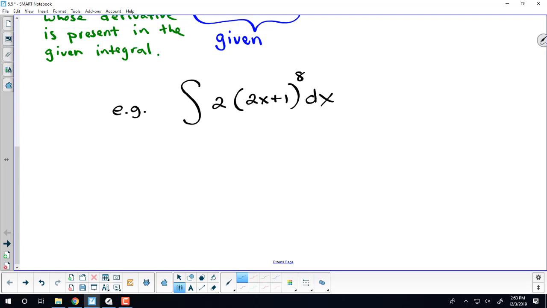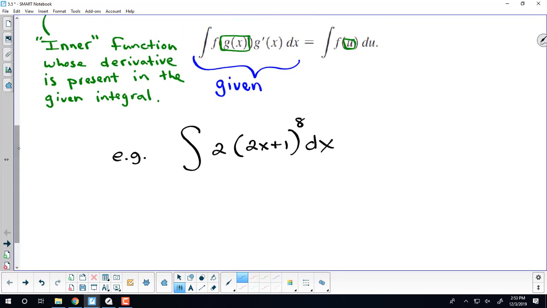The other way to look at it is in light of what we have up here. We have a function composed with another function, and then the derivative of that inner function also present in the integrand. So our outer function is raising it to the 8th power, the inner function is 2x plus 1. But more importantly, that function's derivative is sitting right here. So this piece right here is like our f composed with g of x. And this piece right here is our g prime of x.